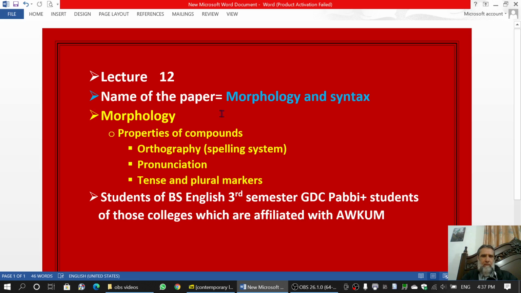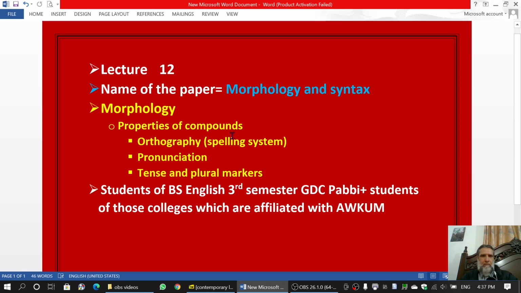The chapter is Morphology. The topic in this chapter is properties of compounds, and we will discuss the properties of compounds with its orthography, that is the spelling system of the compounds, with the reference to pronunciation of the compounds and the tense and plural markers in the compounds.